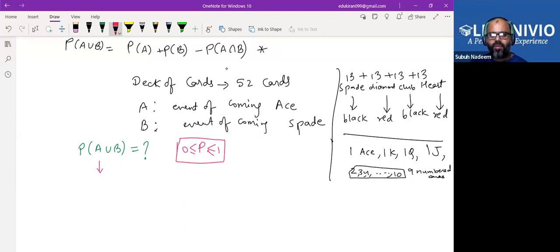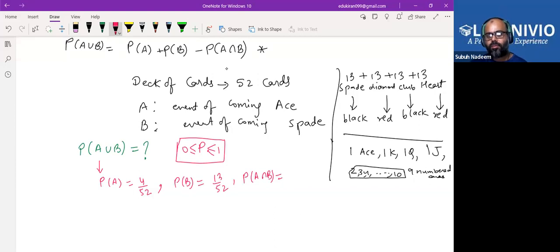Okay, so one by one, what is P of A? Sir, P of A, 4. Ace is 4. Out of 52. 4 by 52. Okay, what is P of B? Spade, so 13 by 52. Okay, and then what is P of A intersection B?